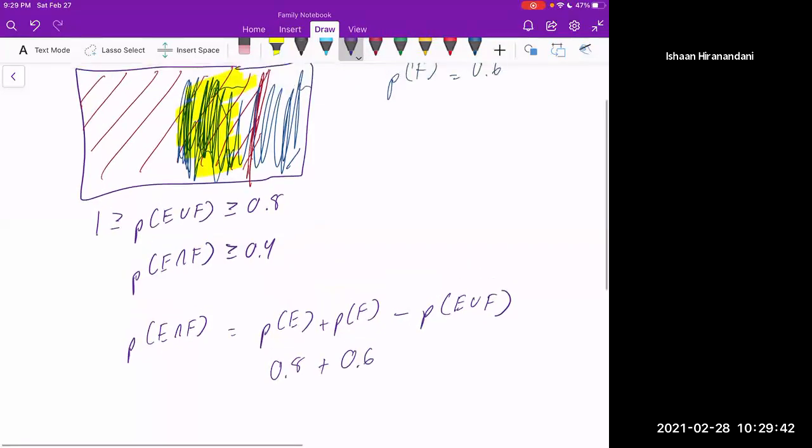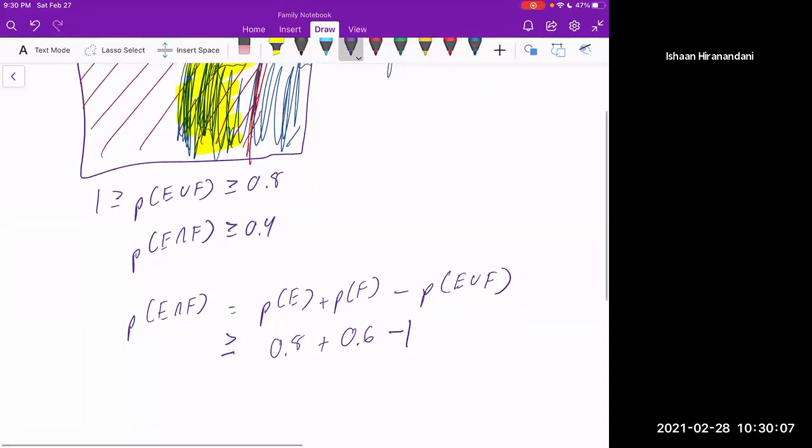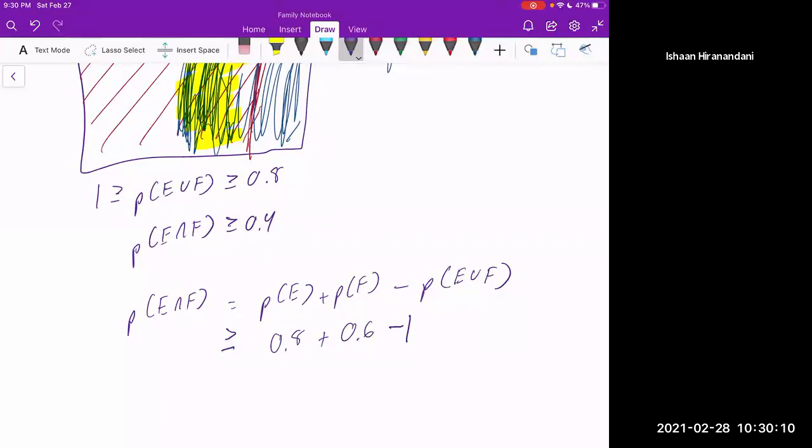Now, what about this probability of E union F? Well, we know that at its peak, again, it can't be any more than 1. So we can say that this is going to be greater than or equal to the peak of the probability of E union F. And this means that the probability of E intersect F is going to be at least 0.8 plus 0.6 minus 1, which just gives us 0.4.